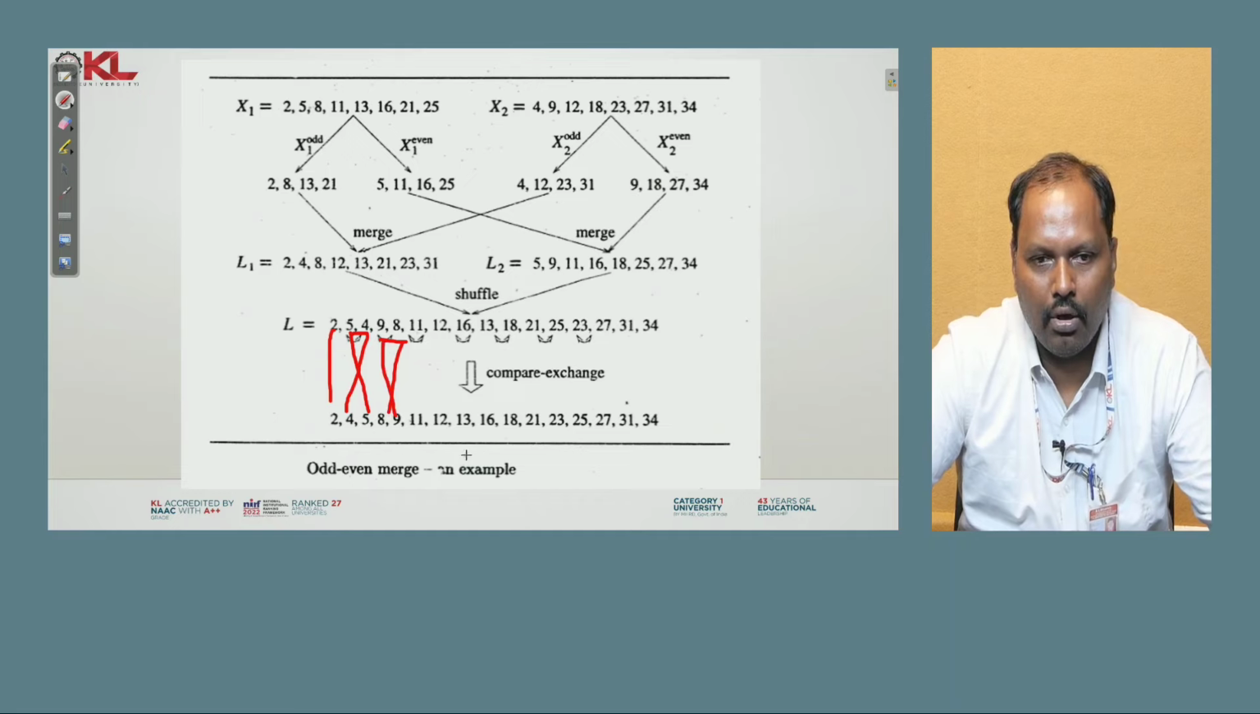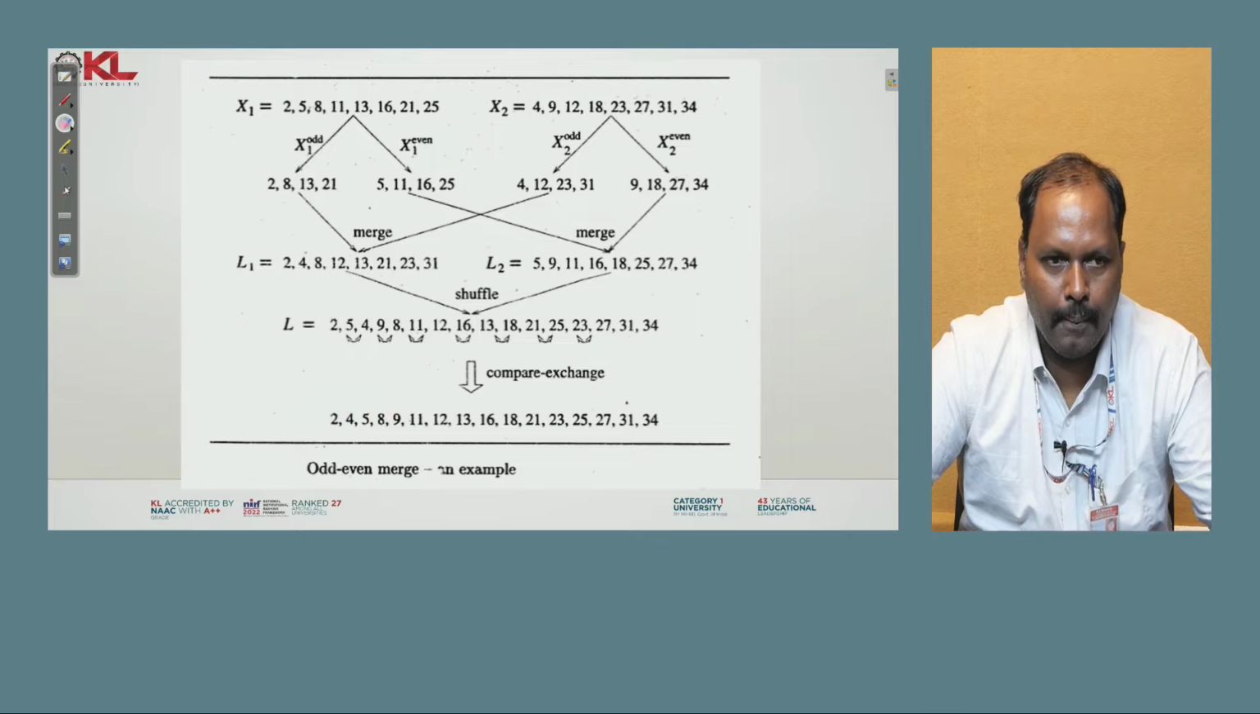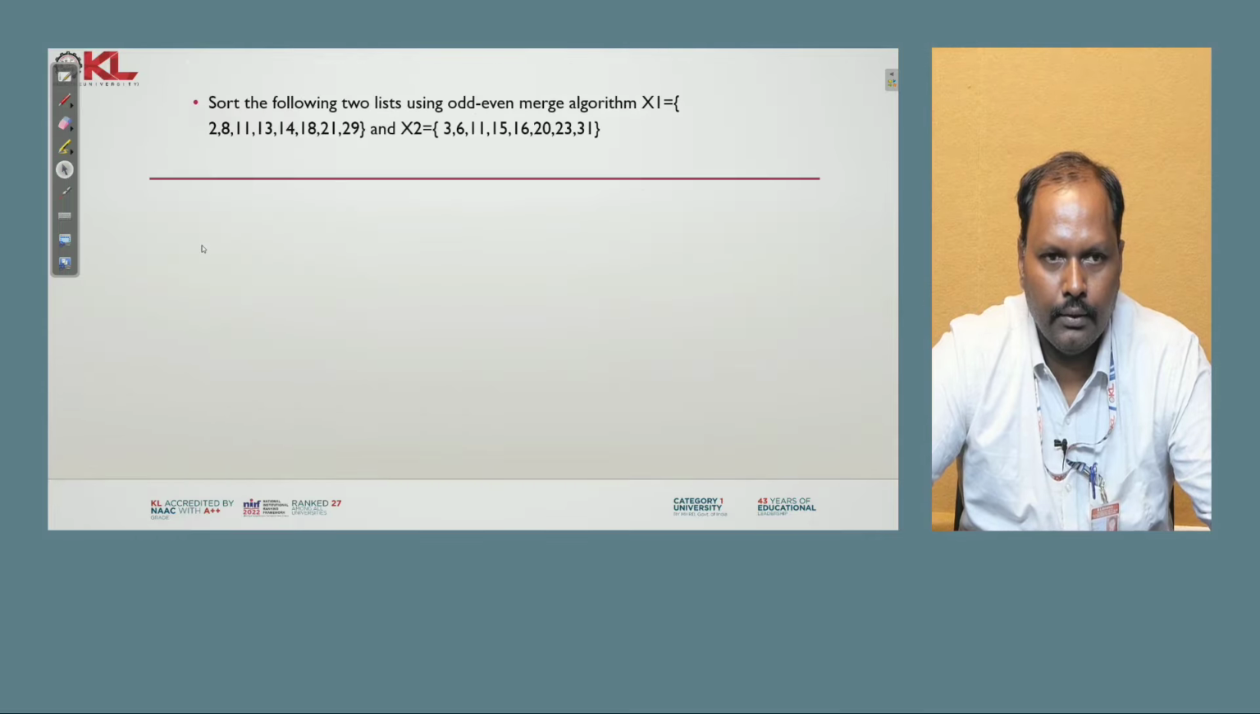That is the arrangement in sequential order. Now this is the final answer we should get after merging the data. So these are the steps involved in merging. Next one is sorting.